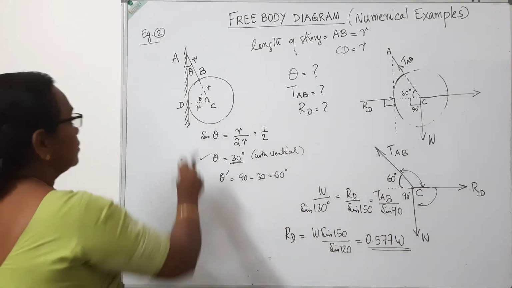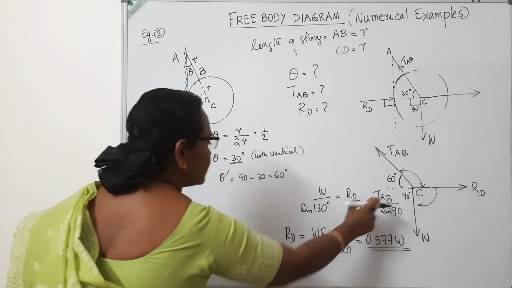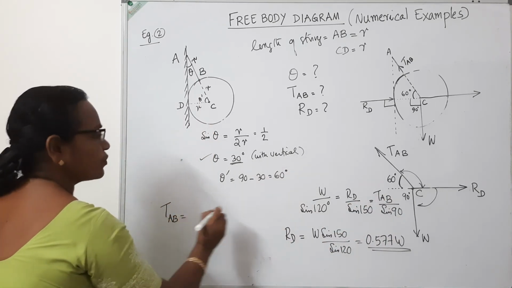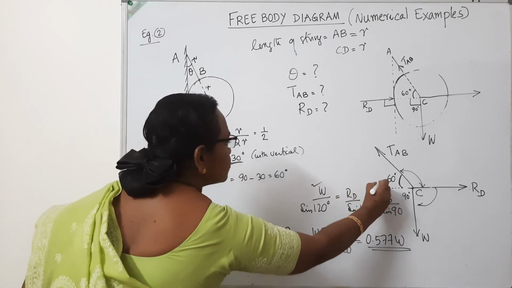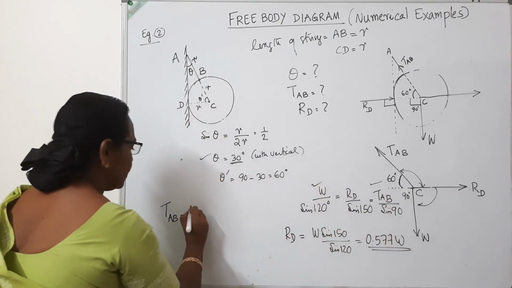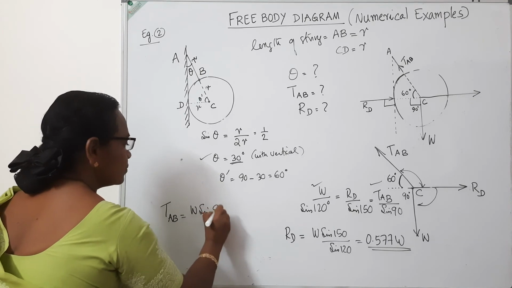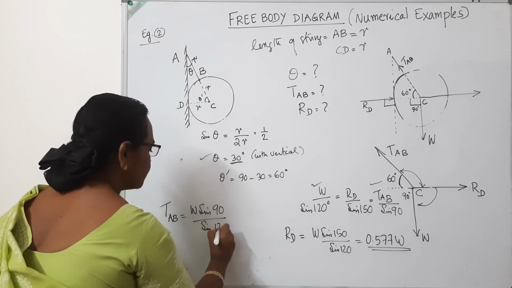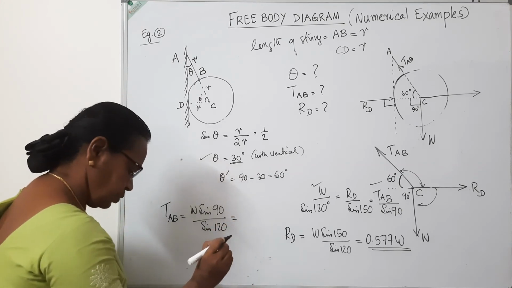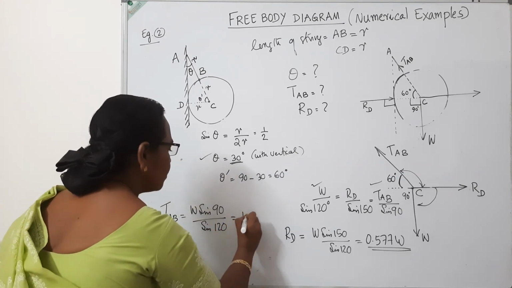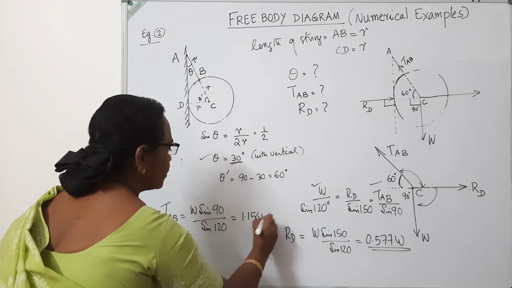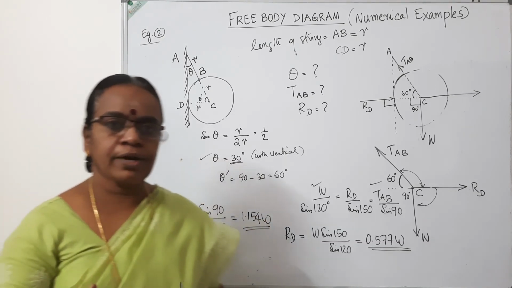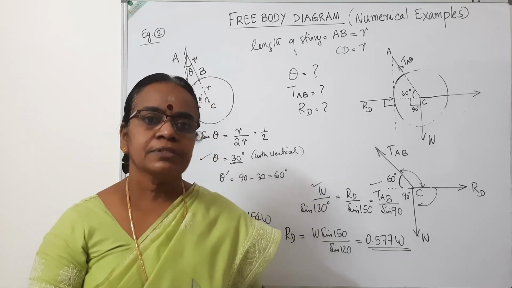So that is the reaction at this contact surface. Next we get the tension TAB. TAB is equal to the tension in the string. We can make use of these two: W into sine 90 divided by sine 120. So it will work out to 1.154 W.